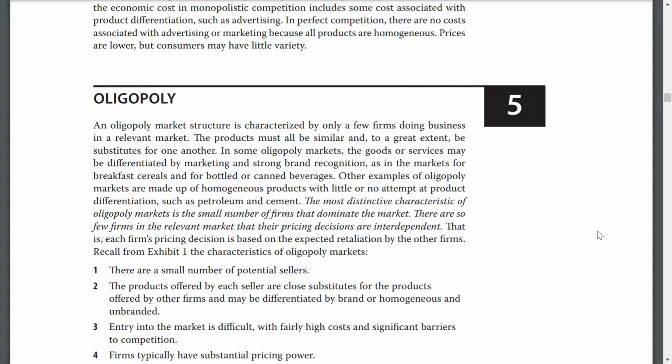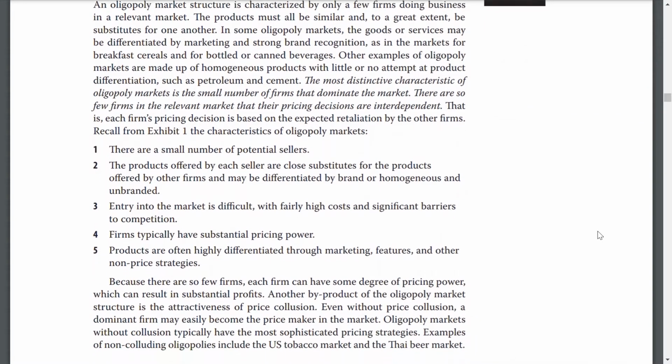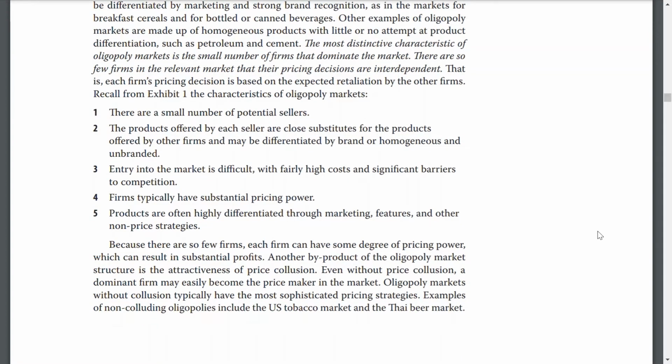The most distinctive characteristic of oligopoly markets is the small number of firms that dominate the market. There are so few firms in the relevant market that their pricing decisions are interdependent. That is, each firm's pricing decision is based on the expected retaliation by the other firms.